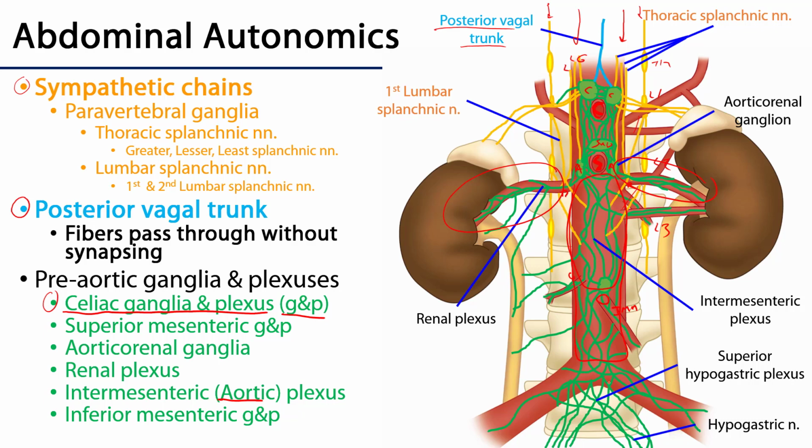Also, just below the bifurcation of the aorta, so these are the common iliac arteries, we have the superior hypogastric plexus, which is a mixed autonomic plexus, and then collections of fibers that are traveling down to communicate with the inferior hypogastric plexuses, which are known as the hypogastric nerves. So this is just giving you the lay of the land for the parasympathetics and the sympathetics and the mixed autonomic plexuses and their ganglia as we move through.